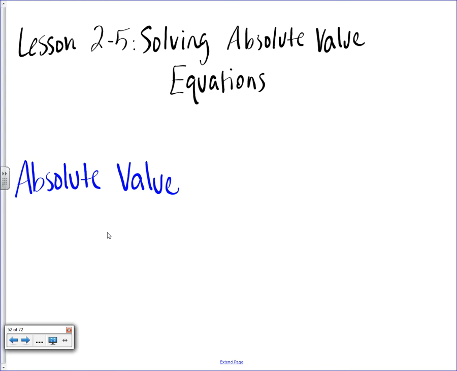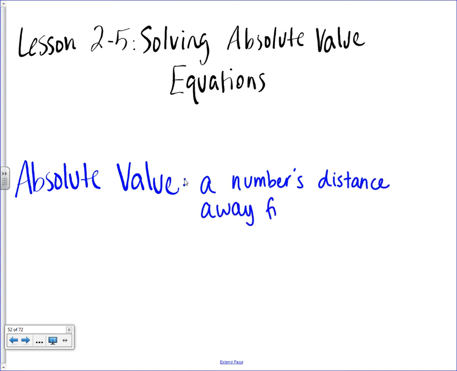So the absolute value is a number's distance away from zero. Okay, a number's distance away from zero. So for example, if I draw myself a number line here and I put a 0 in the middle, and I say, how far is 10 away from 0? You would tell me that is 10 spaces away from 0.